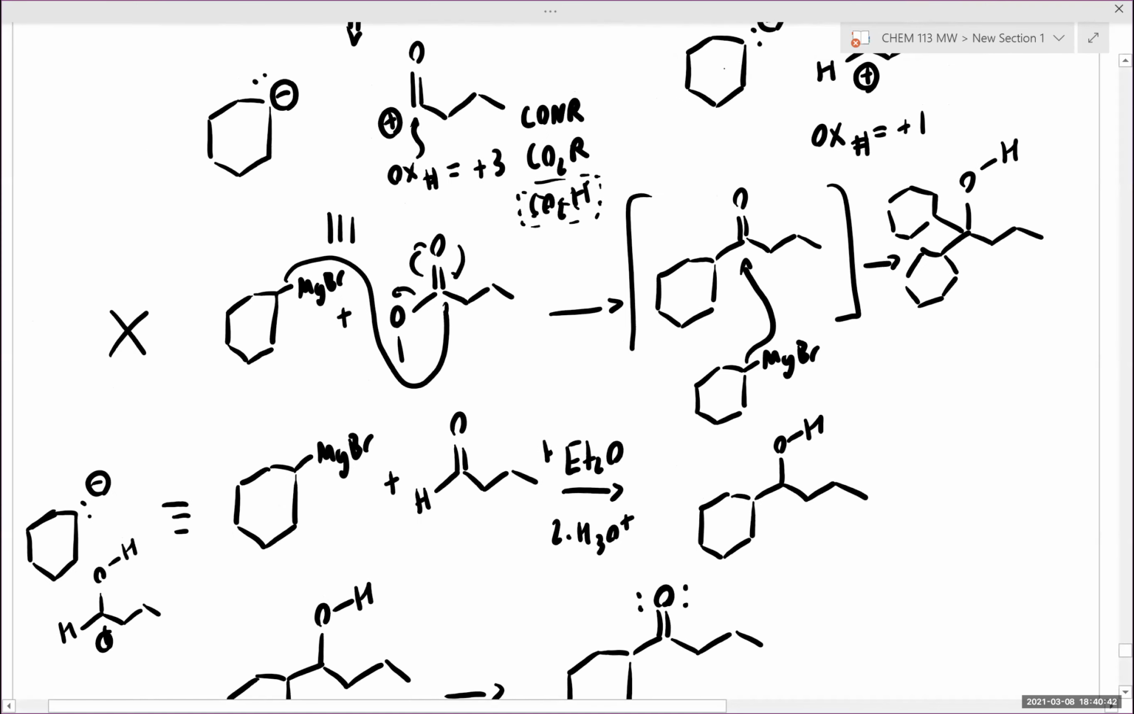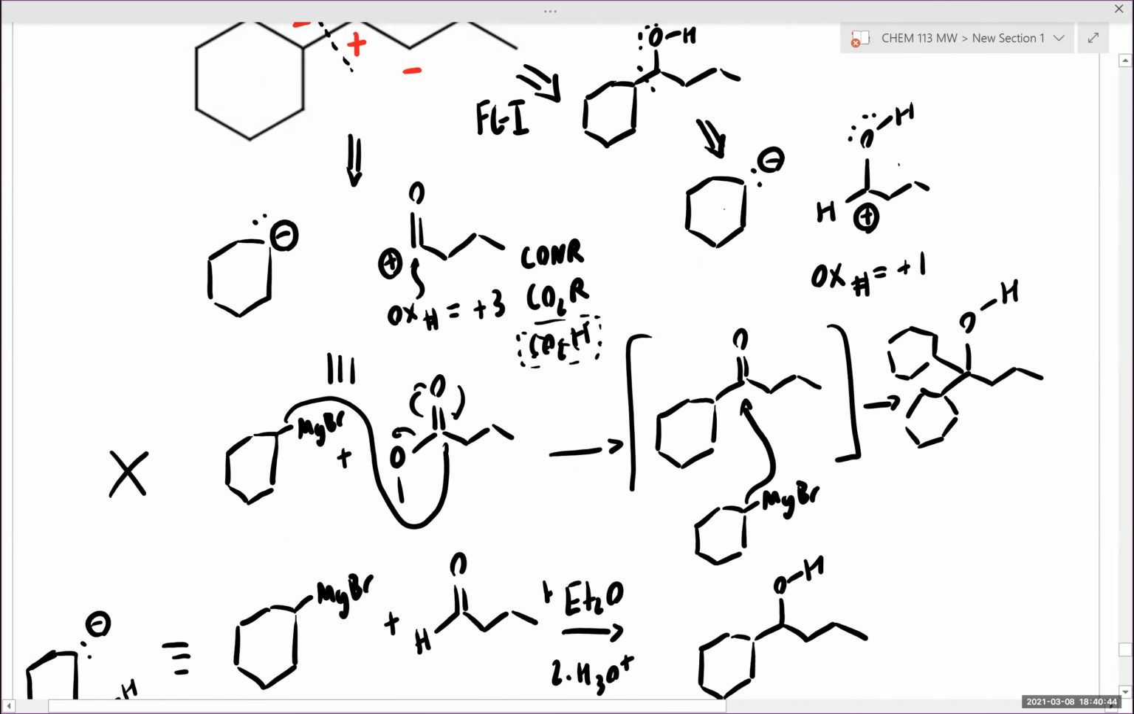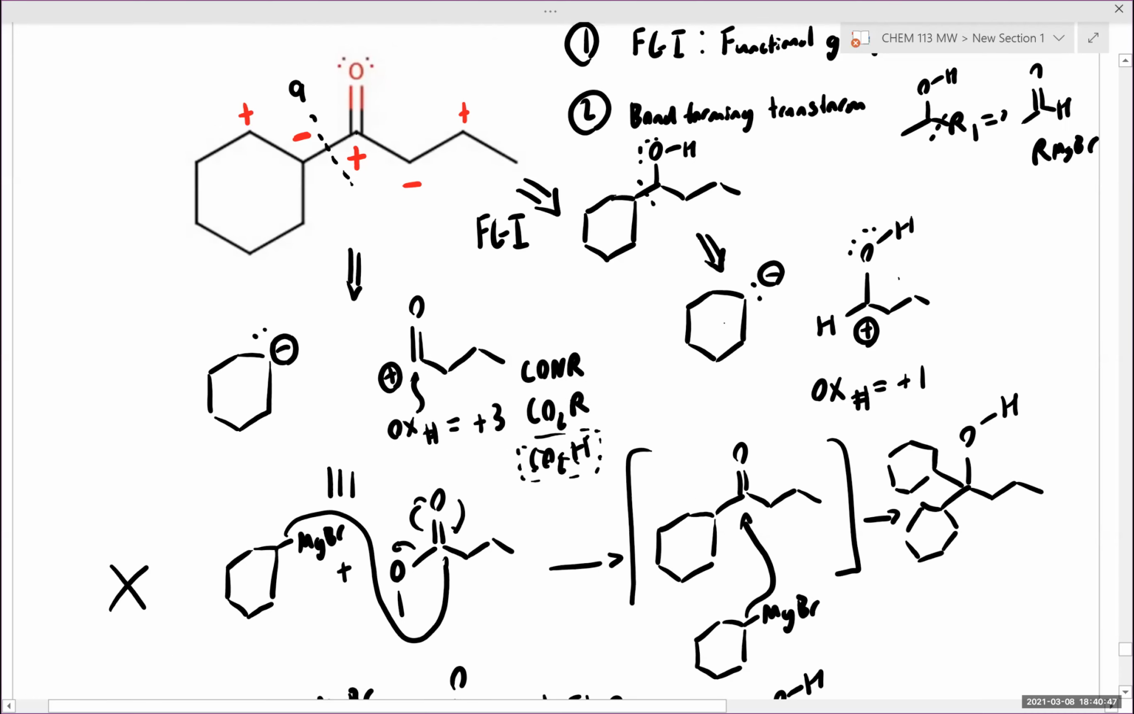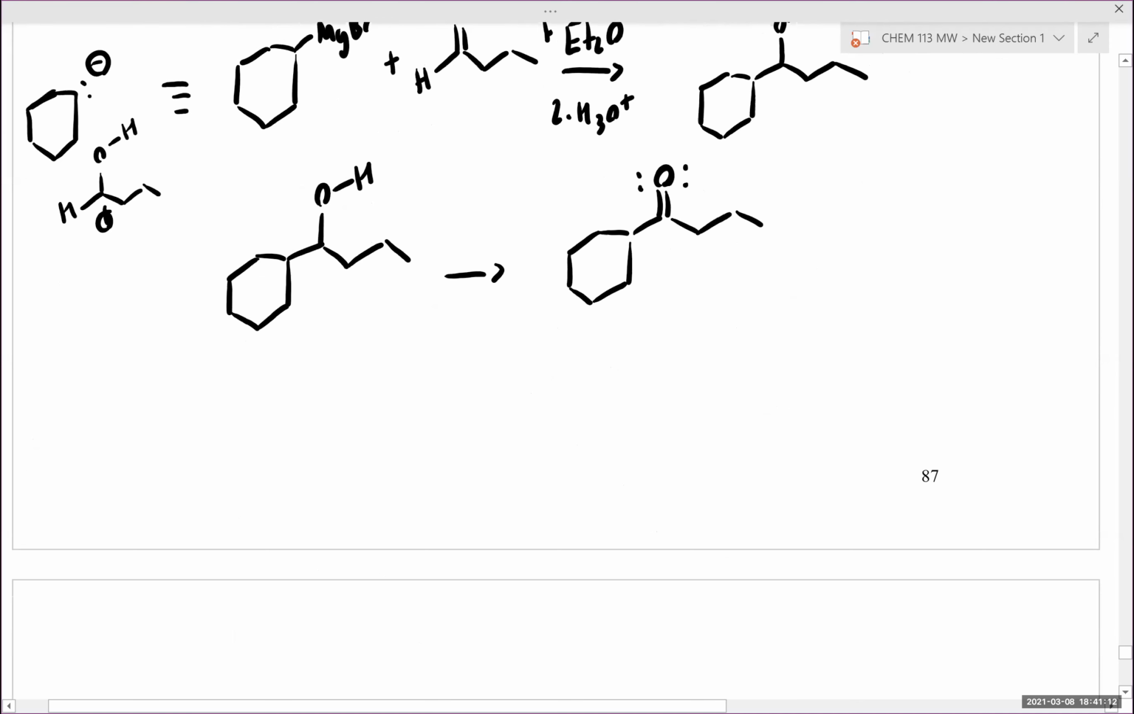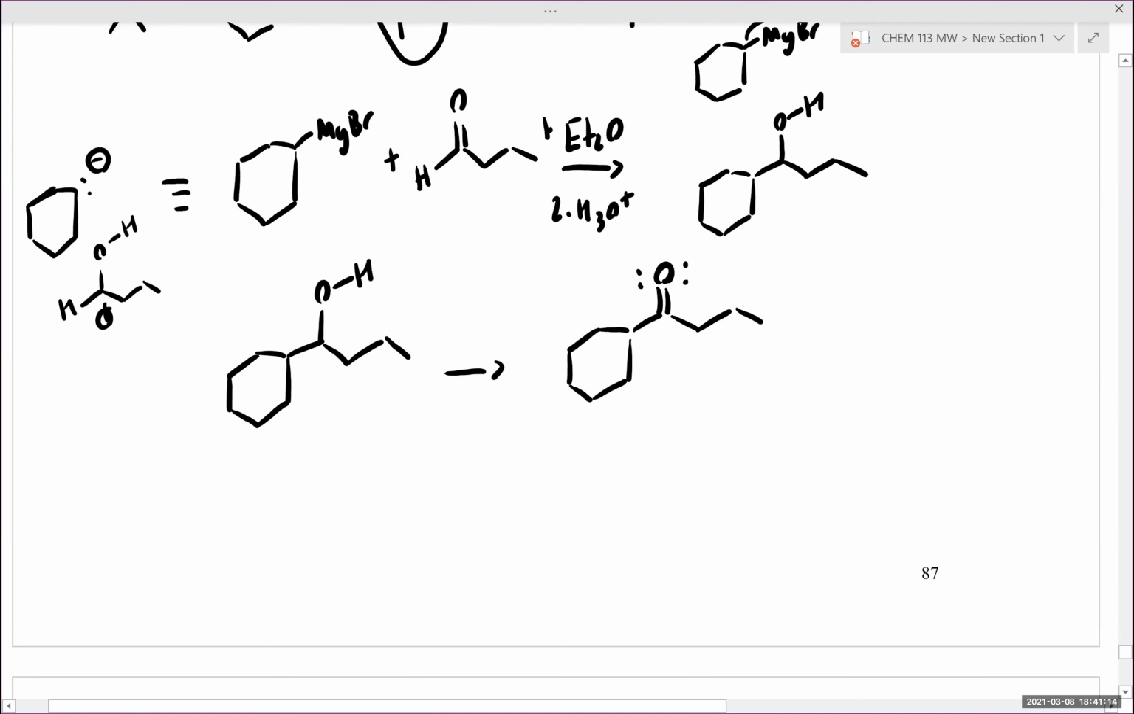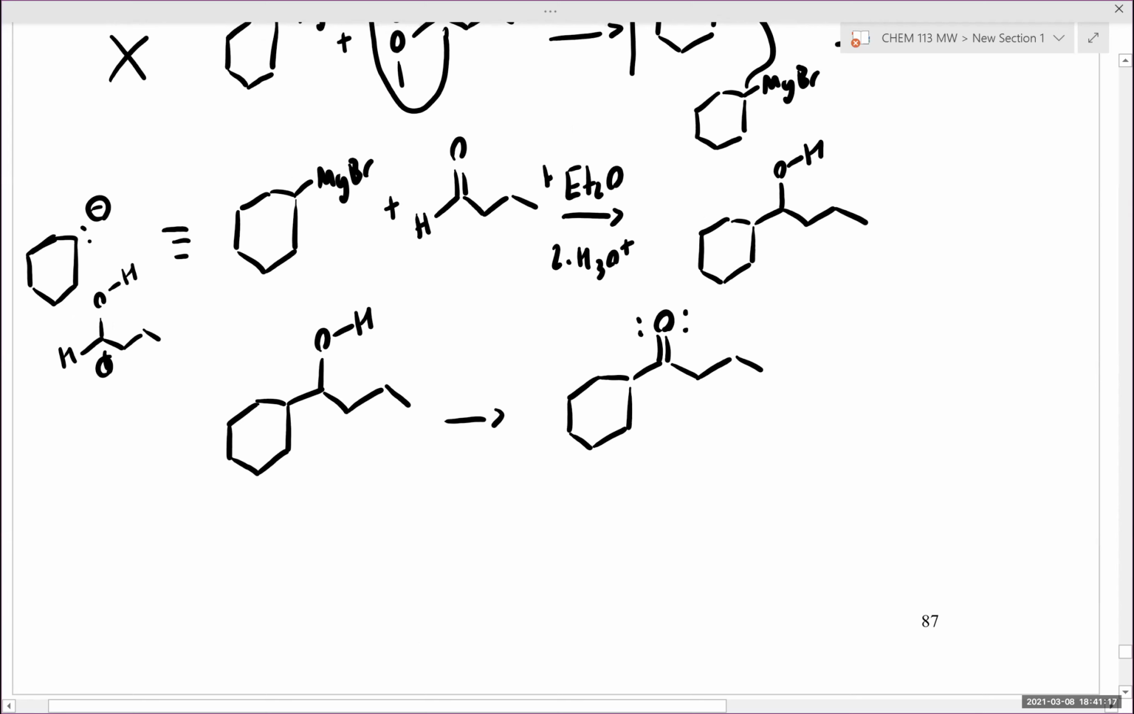So just to recap once again, we noted that accessing this ketone oxidation state directly was difficult. So we did a functional group interconversion between a ketone and an alcohol retrosynthetically. We then traced back this alcohol to our Grignard and aldehyde fragments. So my question to everyone is, now that we have a forward synthesis to get to this secondary alcohol, how do we go from this alcohol to the ketone?